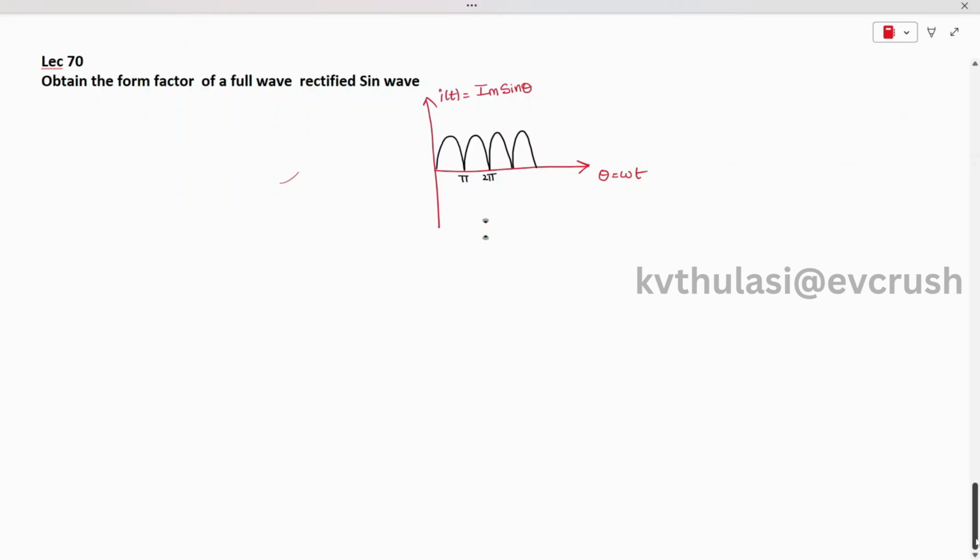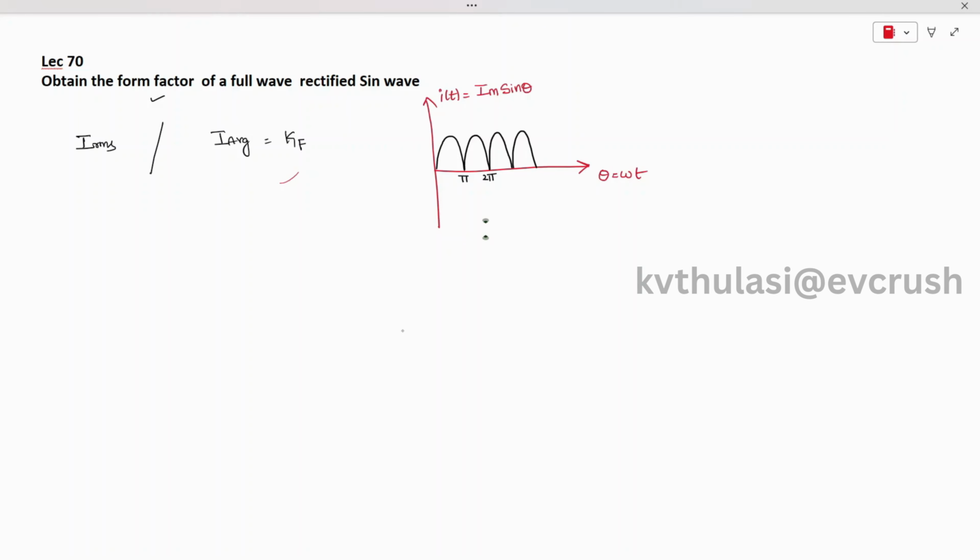Today let us try to find the form factor for the given sinusoidal waveform. Here you can see this waveform is called the output of a full wave rectified sinusoidal waveform. Let us try to find the form factor. If you want to find the form factor, we want to find two components. The first component is IRMS and the next component is I average. When you take the ratio of these, you are going to get the form factor of the given full wave rectified sine waveform.